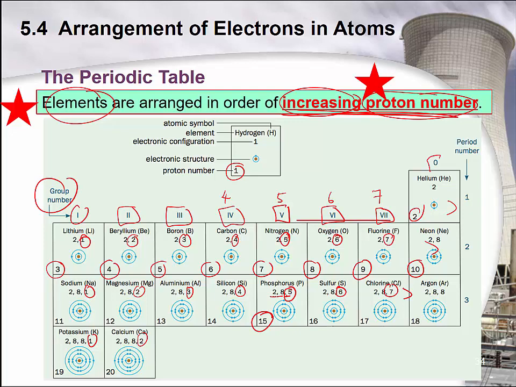And group 0: helium has 2 outer electrons because it has only 2, but the rest are all 8. You realize that. Now take note, the group is the vertical column. So group 1, 2, 3, 4, 5, 6, 7, and group 0. But the period number is the row. A period is a row: 1, 2, 3, and so on.